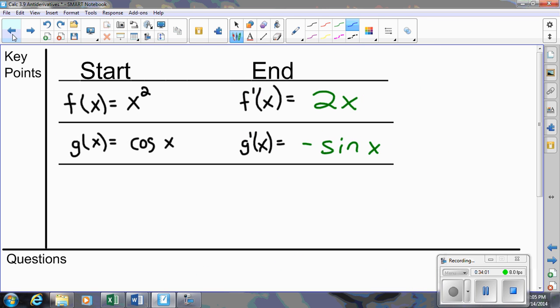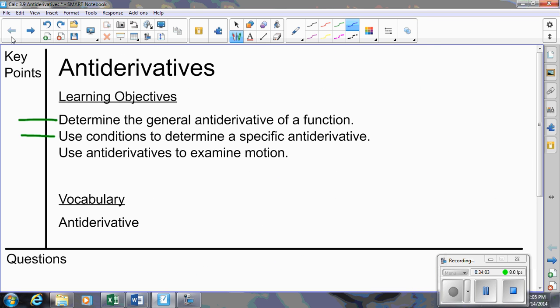Please note our learning objectives. Keep them in mind. Can you use some logic to determine the general antiderivative? Can you apply some initial conditions to figure out the specific antiderivative with our constants? And the tough one, could you relate some pieces between velocity, acceleration, position function with their antiderivatives to be able to describe some pieces with motion? If you can do those things, you're all set.